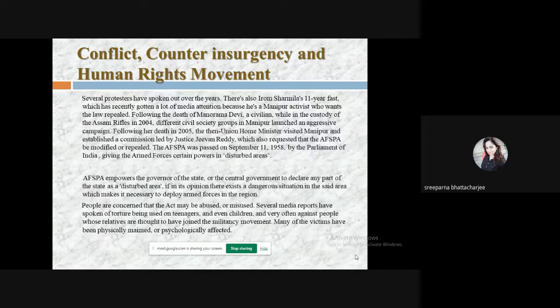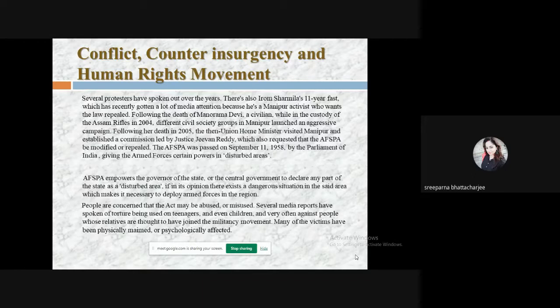As a result, this Armed Forces Special Powers Act was implemented, and it gave enormous power to the army, to the officials in the Indian army, or the entire force, to take up weapons and target people. It is alleged that this AFSPA has been misused in the areas where it was implemented. So here again we find how conflict, counterinsurgency, and human rights movements are important.